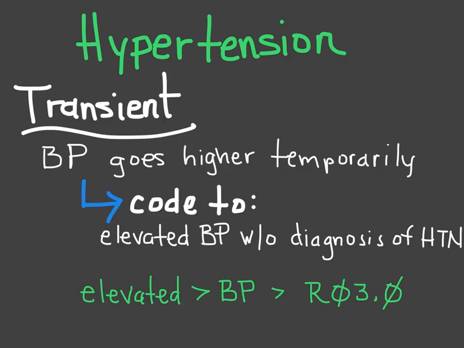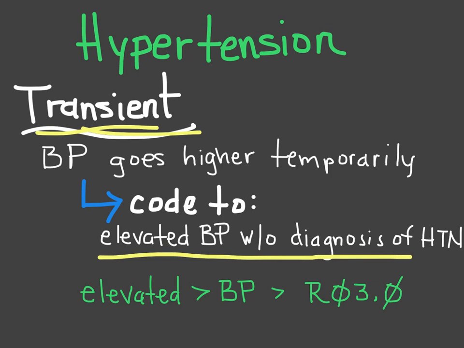Another type of hypertension that you may see documented is transient hypertension. This just means that the blood pressure goes pretty high temporarily, but then later it returns to normal. So if hypertension is documented as transient only, with no other mention of essential hypertension or any other type of hypertension, but just simply transient hypertension, we will code to elevated blood pressure without diagnosis of hypertension.